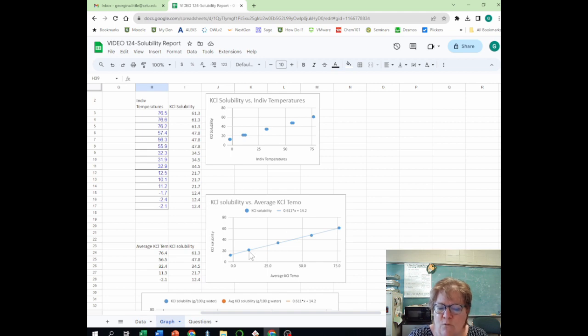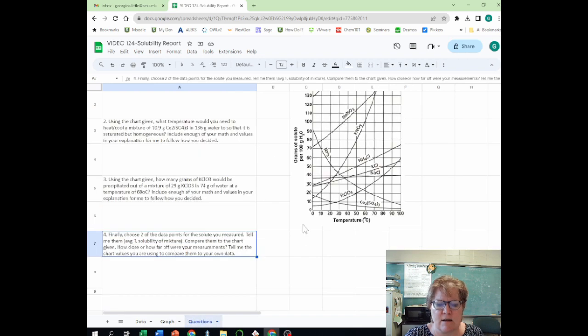Get one near where you took a measurement so it's pretty accurate. And then do it for 2 different points. Tell me what they are. Are they both the same solute, or is one KCl and one KNO3? At what temperature did you get it from your data? And then what temperature do you read from here, and how close were they? So give me a couple of estimates on that.